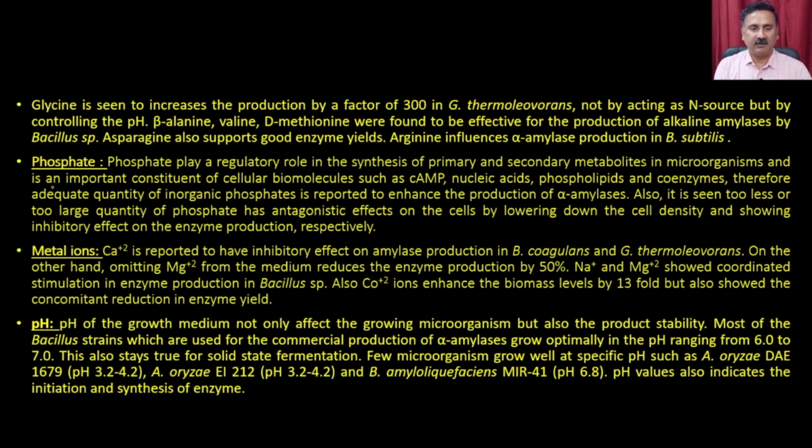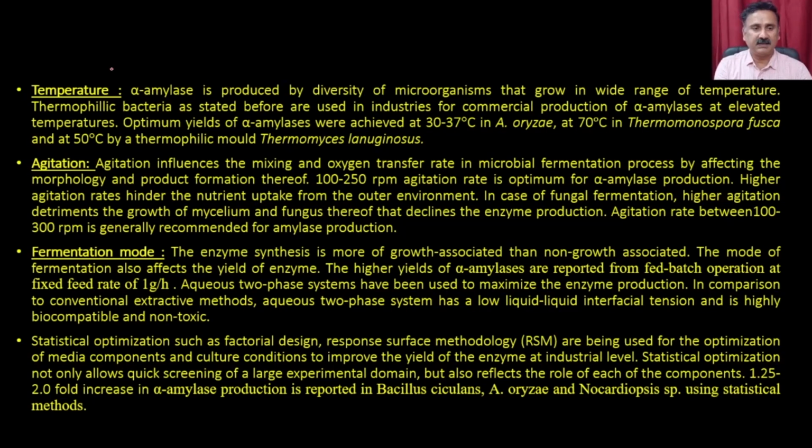Then we also have phosphate, metal ions, and pH, and all these are going to affect alpha amylase production because they affect the fermentations. Then we also have other factors like temperature, agitation, fermentation mode, and statistical optimization, and all these things we are not going to discuss. I have just written them so that you can follow the content. All these are discussed in detail when you go through any of the MOOC courses where they discuss downstream processing or fermentation technologies.